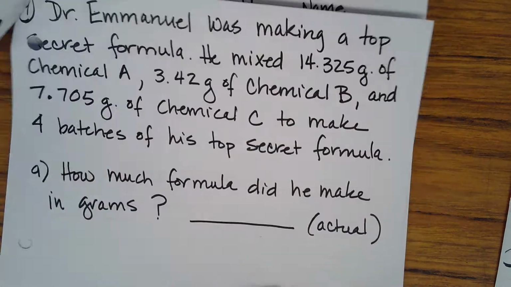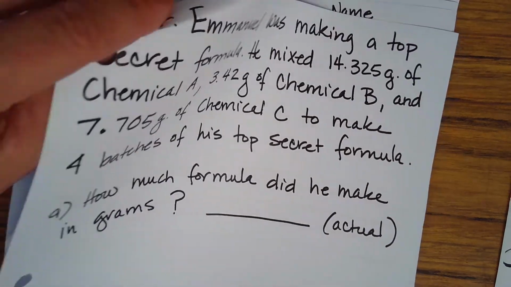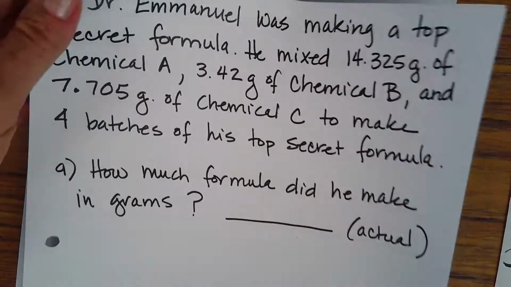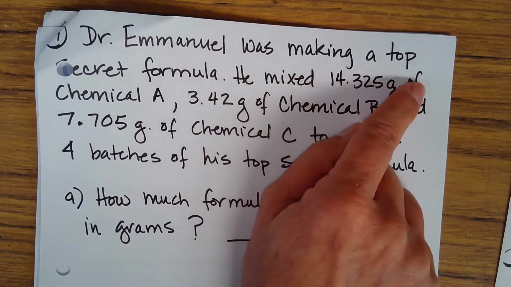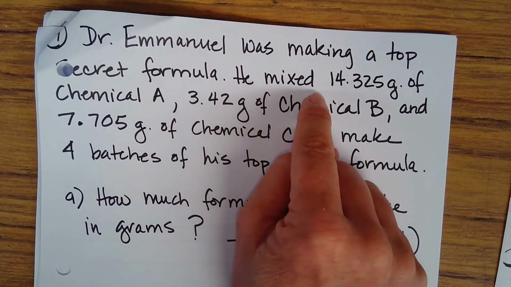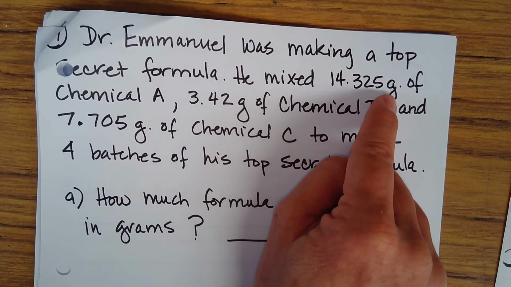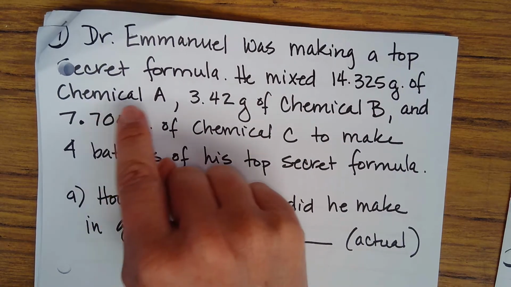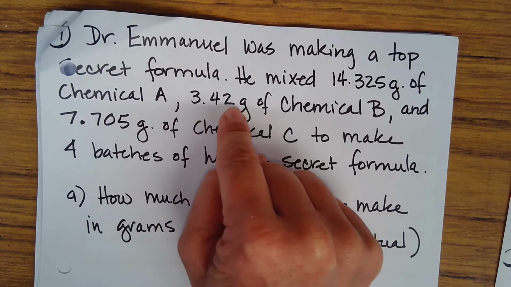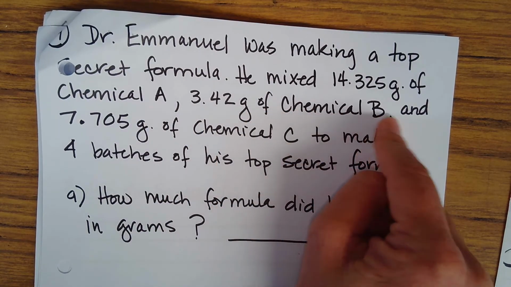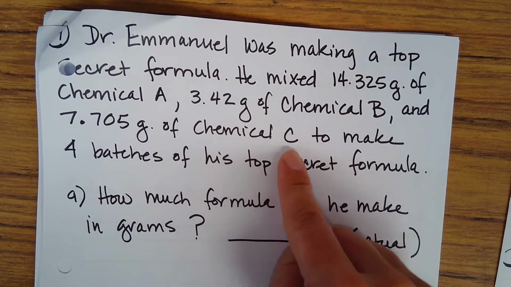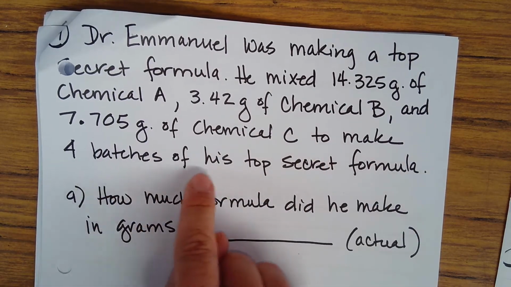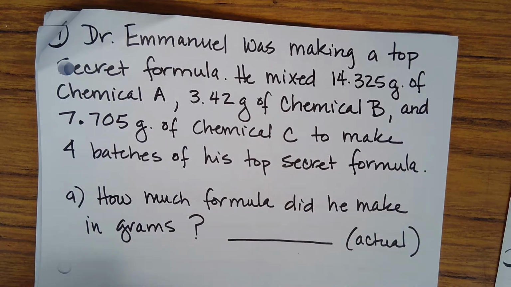Then we have our word problem. Dr. Emmanuel was making a top secret formula. He mixed 14.325 grams of chemical A and 3.42 grams of chemical B and 7.705 grams of chemical C to make 4 batches of his top secret formula.